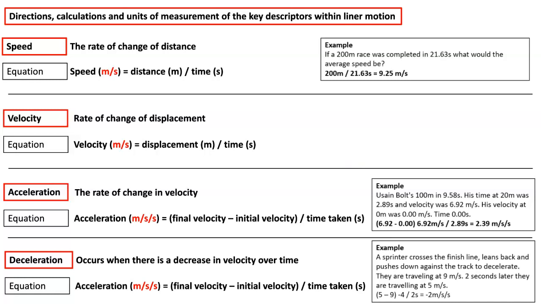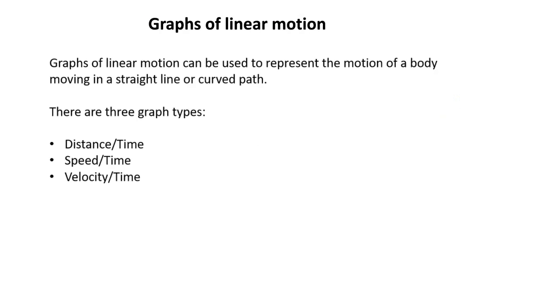It's pretty straightforward. We also need to be aware of graphs in linear motion. We've got different types of graphs we need to be aware of. We have got distance time graphs, speed time graphs, and velocity time graphs. Just be aware that time is always on the horizontal axis, and these graphs essentially represent the motion of a body which is moving in a straight line or a curved path.